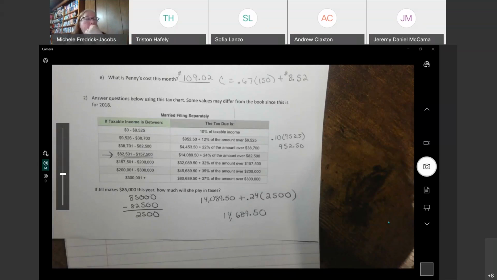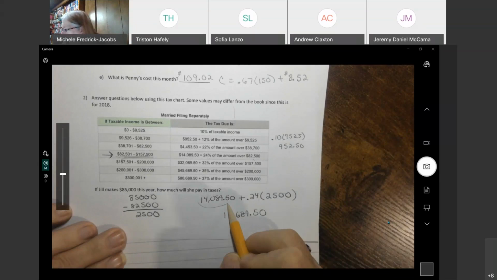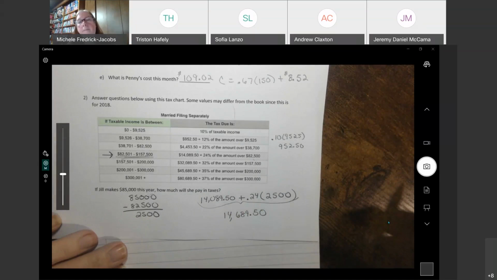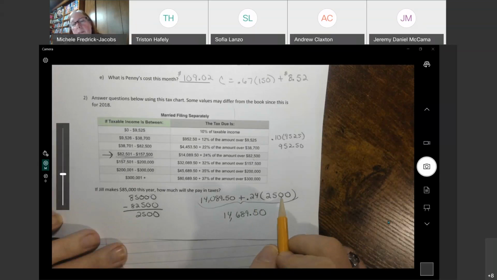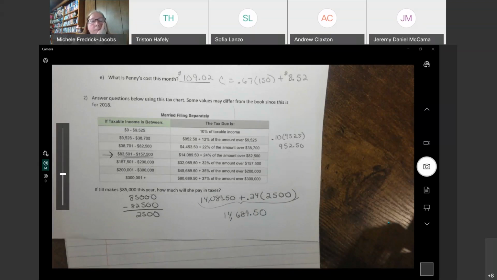We'll do another one. Any questions on that one? Wait, how did you get $14,689.50? I calculated this. Oh, okay. Thank you. So at the 24% bracket, you're only paying 24% of this one. Any questions on that?